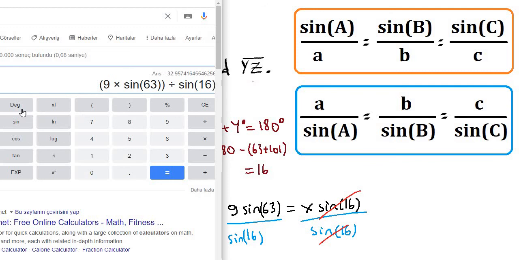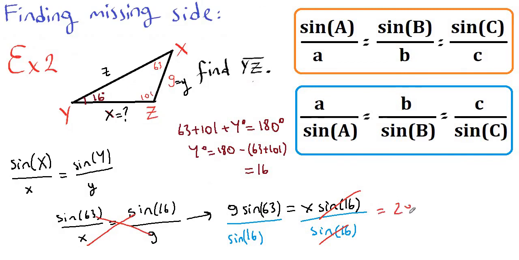Again, make sure your calculator is in degree mode. This is highlighted here, so it's in degree mode. And the answer is 29.09. The closest whole number is 29. Nearest tenth is 29.1.